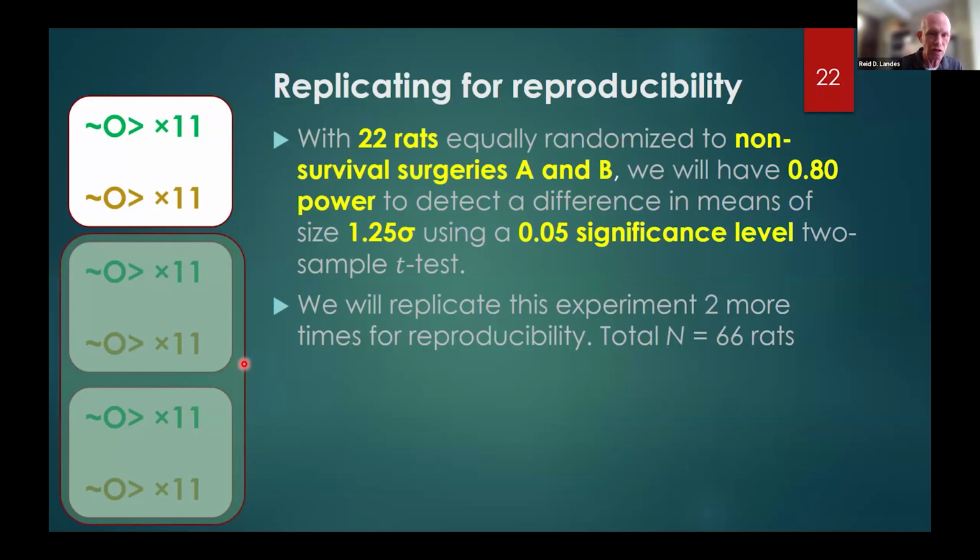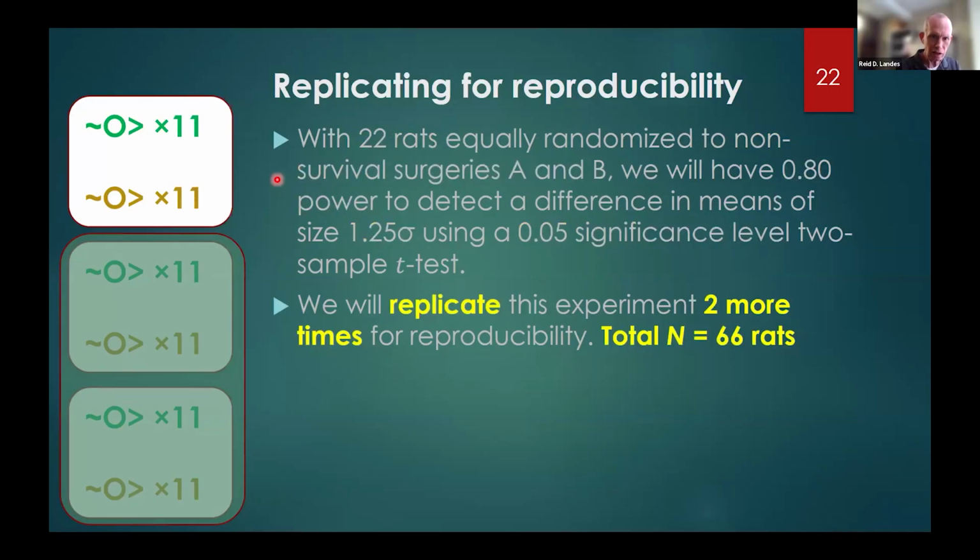I read this, it says 22 rats were equally randomized between two non-survival surgeries, A and B, and it's going to have 80% power to detect a 1.25 standard deviation difference between the groups with a 0.05 significance level test. And I go, yeah, that sounds right. And I'm not worried about the caging because these animals undergo the experimental procedures at the end of life. So I'm not going to ask how you are caging these animals after the experimental procedures began. But then I see this.